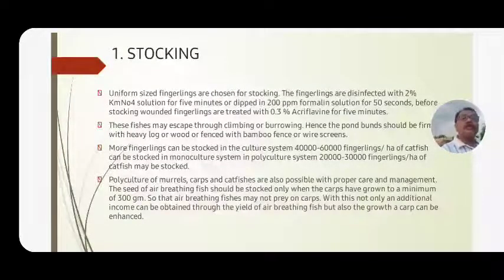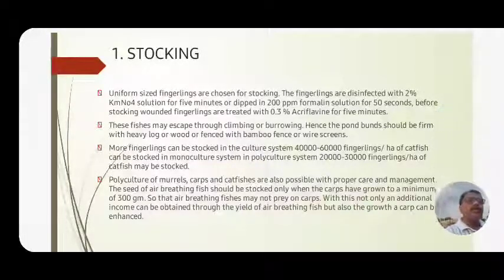For pond management in air breathing fish, stocking is important and essential. Uniform sized fingerlings are chosen for stocking. For the stocking of these air breathing fishes, fingerlings of uniform size are to be selected.